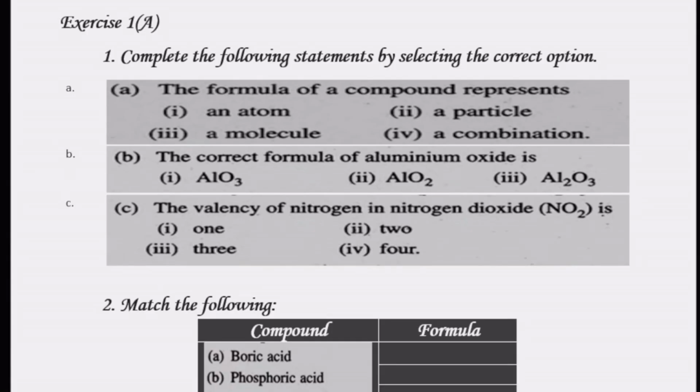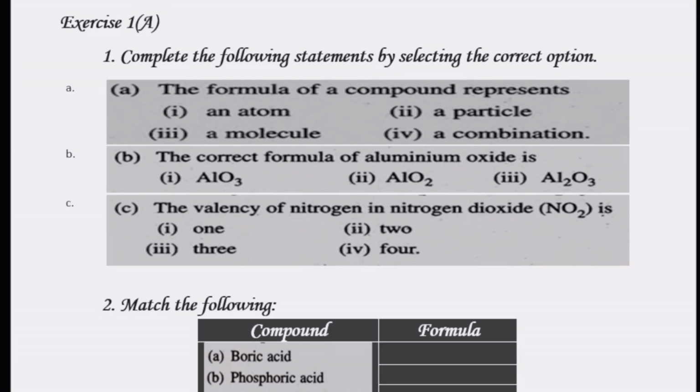In this video we are going to solve some of the questions of exercise 1A, our lesson 1. First question: complete the following statements by selecting the correct option. And what is the first sub question? The formula of a compound represents an atom, a particle, a molecule, or a combination.